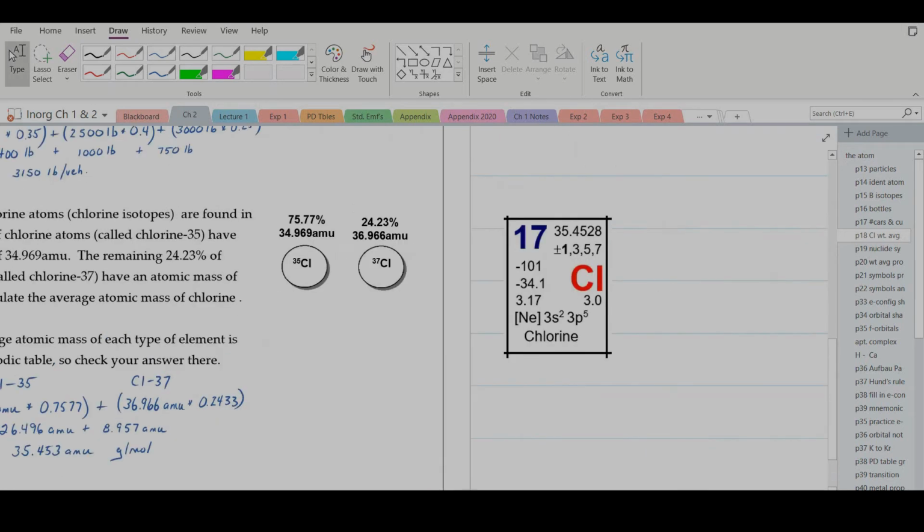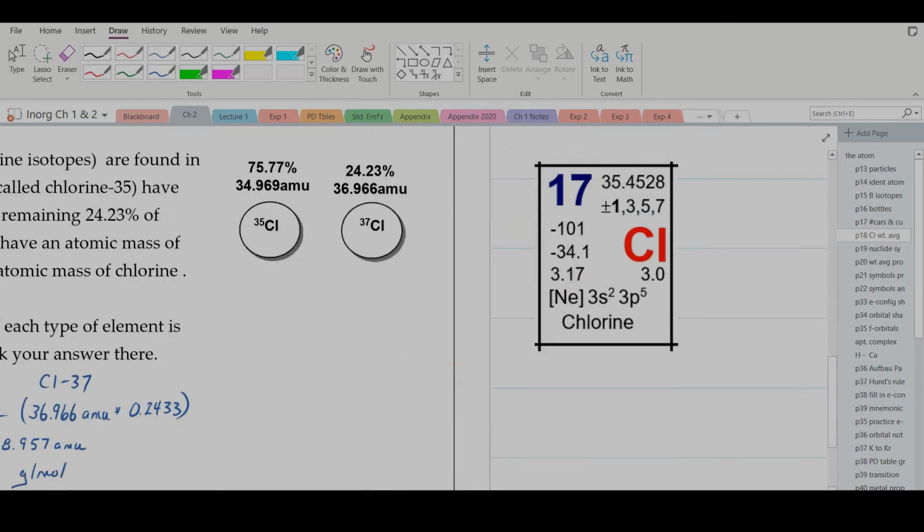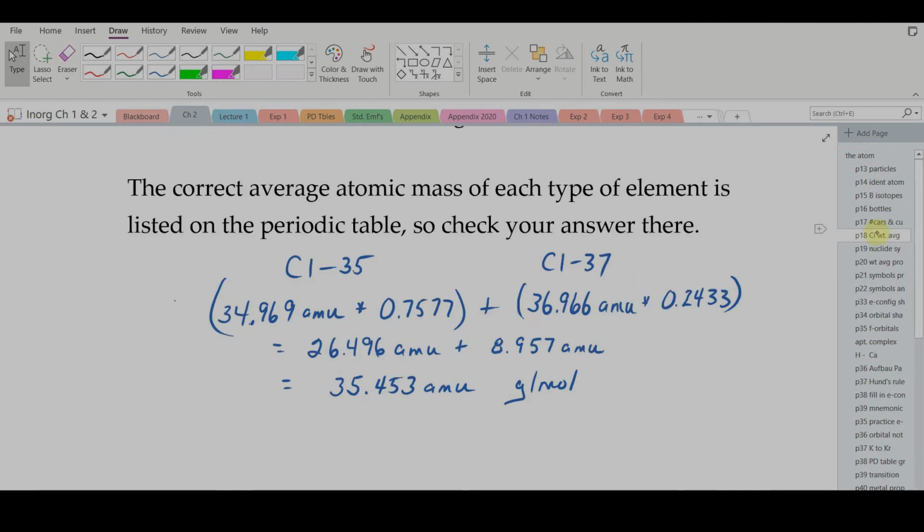And I have here a picture from the periodic table. There it is, 35.4528. That's close enough for me, 35.453. All right, so you're good with calculating weight average atomic mass. It's a really important thing to be able to do, not just for calculating weight average atomic masses, but it's used in many areas of our discipline. Let's then go back briefly to page 15 and finish that up.